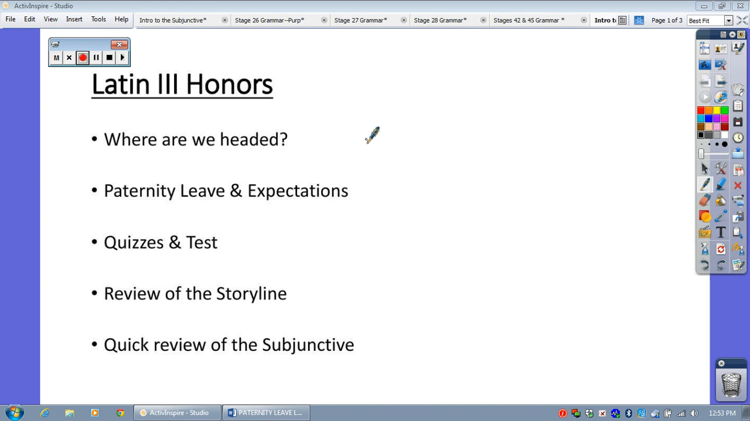So where are we headed? Well, I'm going to review the storyline in a few minutes, but essentially what we're going to do during the fall semester is finish up our time in Britain and move on to Rome, where everything is not okay in the Emperor Domitian's household. Dun-dun-dun-dun. And we're going to finish the green book, get into the purple book next semester, and we'll probably make it through about stage 40. And that's where the Quintus story ends. And that'll be a nice stopping point for the end of the year.